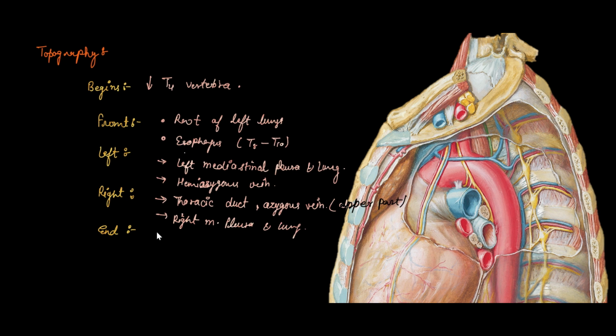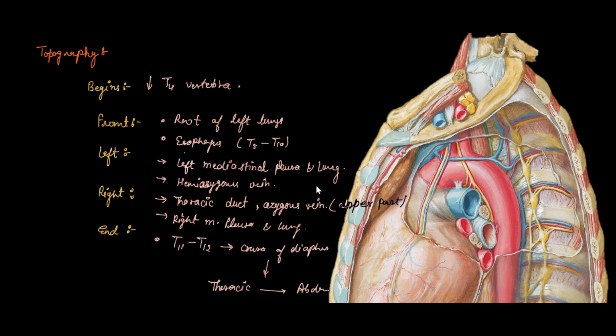Okay, so at the level of T11 to T12, when the thoracic aorta moves outside through the two crura of the diaphragm, it gets converted or transformed into the abdominal aorta. So this was the main topographical references which we should remember by heart.